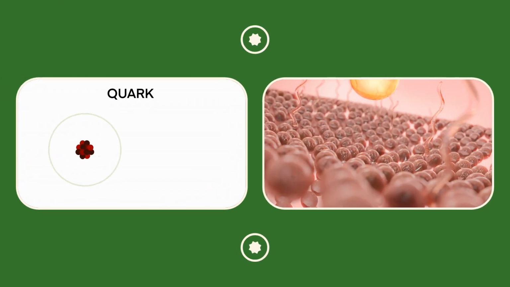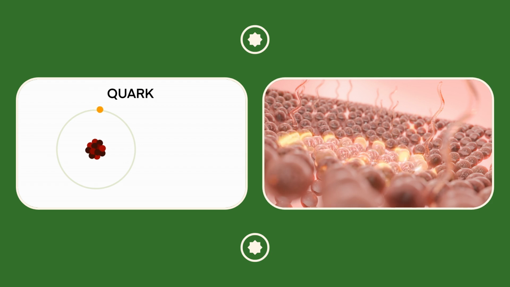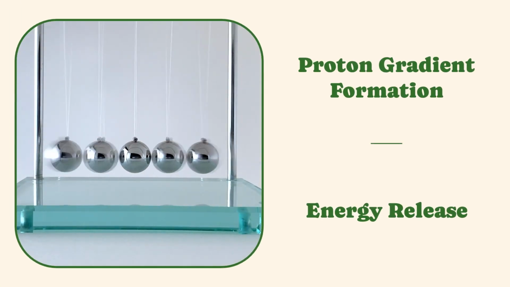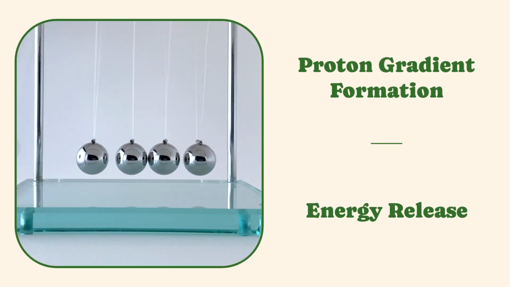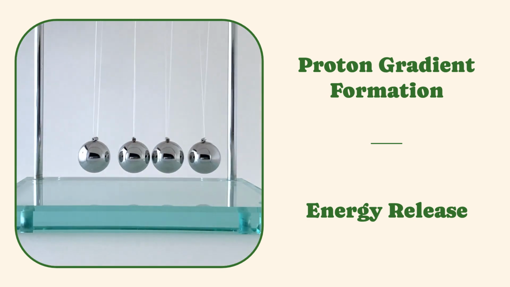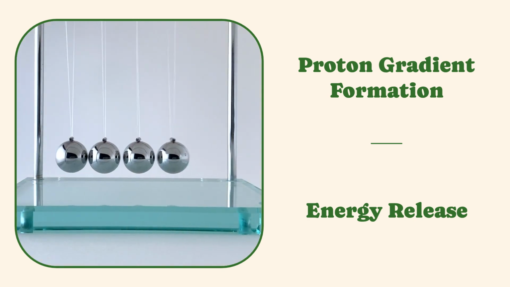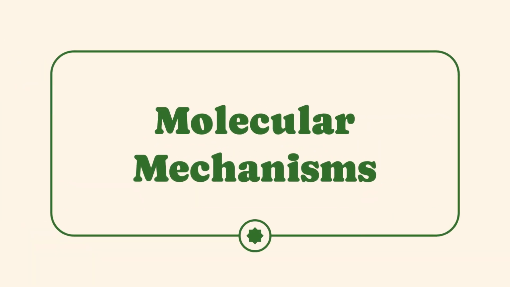Coenzyme Q and cytochrome C serve as mobile electron carriers, shuttling electrons between the fixed protein complexes. As electrons flow through the ETC, they lose free energy, which is harnessed to pump protons across the membrane, creating a vital proton gradient. Let's examine the specific molecular mechanisms occurring at each protein complex within the respiratory chain.